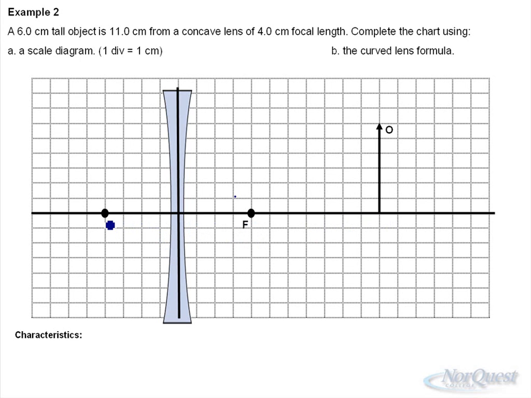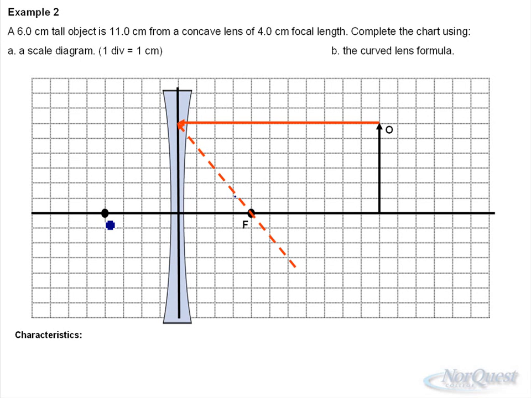Now remember, with lenses, the light actually passes through and refracts after passing through. First thing we do, again, I always start with that parallel line. Parallel line will refract, but in this case it won't refract towards the focal point. This type of lens will refract the light as if it came from the focal point on the same side.